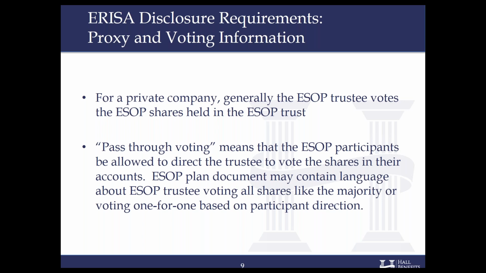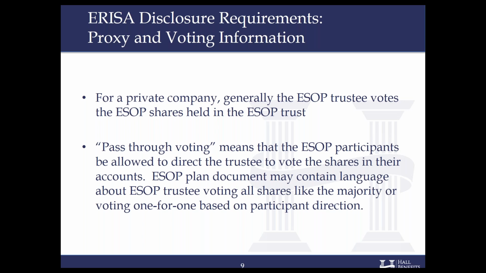The plan document will have some language about how the trustee has to vote on different things. Pass-through voting means that the ESOP participants are given the chance to see what the issue is, decide how they want to vote their shares, and then tell the trustee, hey, I want you to vote my shares this certain way. The plan document can say that the trustee has to vote the same way that the participants ask them to vote, or the plan document may, in the alternative, have language that says that they look at the majority of how the employees directed them to vote, and they vote all the shares in the same way.